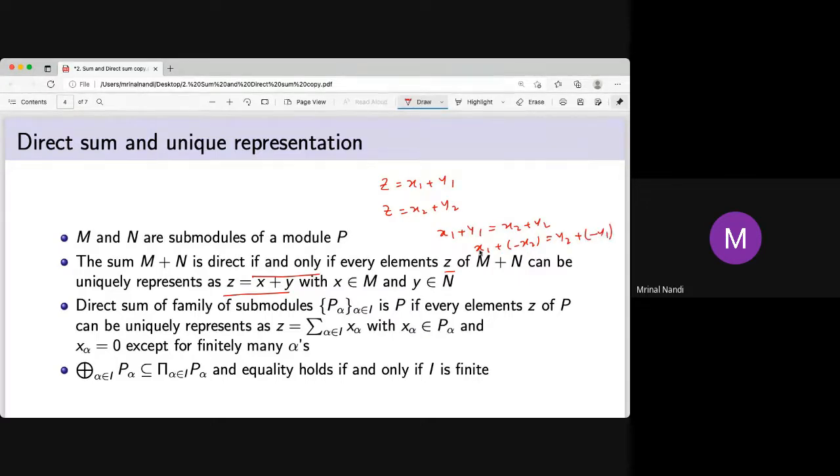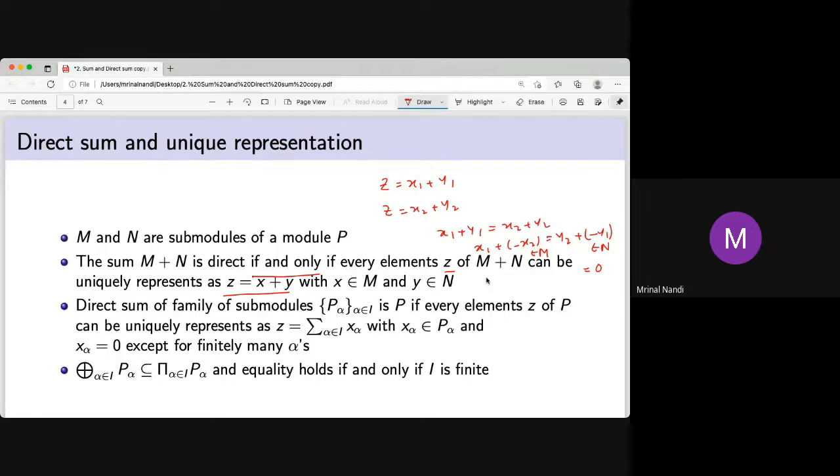But this is in M, and this is in N. Now two elements are equal, one in M and the other in N, so what? The only element common to both is the zero element, because the sum is direct. So this is zero, so x1 equals x2 and y1 equals y2. So if it is a direct sum, then the representation is unique, and you can easily check the converse also.